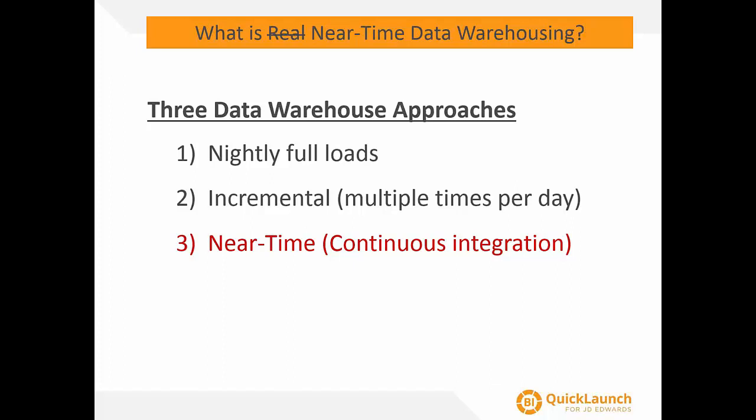So the challenge there is that, let's say in my F0911 I've got 50 million rows of data, but in the last year I've only got 1 million rows. With a nightly full load, I'm deleting or truncating 49 million rows that I need to repopulate again. So there's a lot of extra work for moving data that doesn't change on a daily basis.